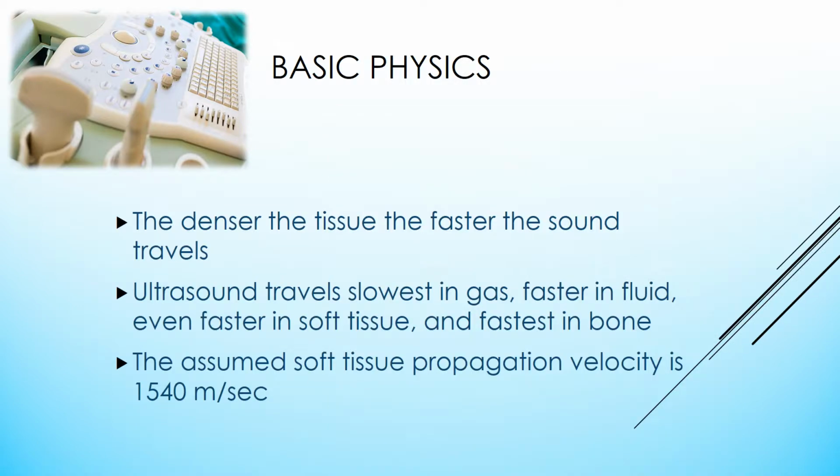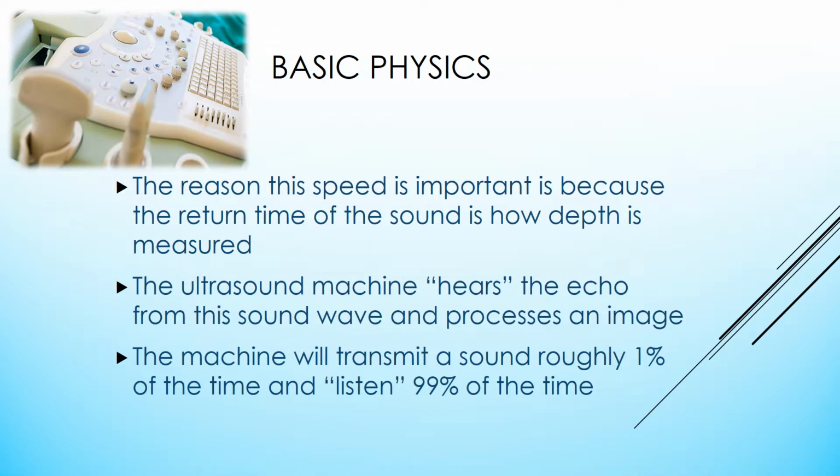The denser the tissue, the faster the sound travels. Ultrasound travels slowest in gas, faster in fluid, and even faster in soft tissue, and the fastest in bone. The assumed soft tissue propagation velocity is going to be 1,540 meters per second. The reason this speed is important is because the return time of the sound is how depth is measured.